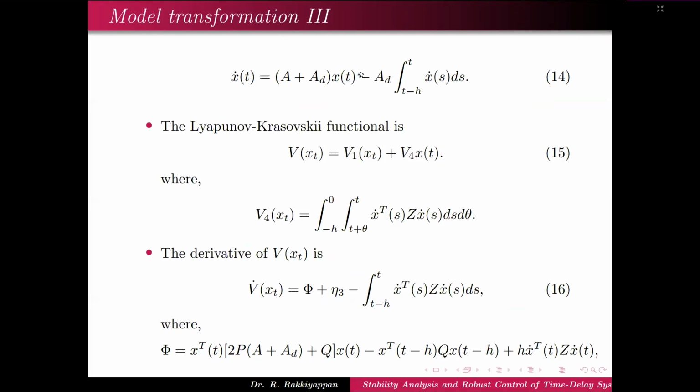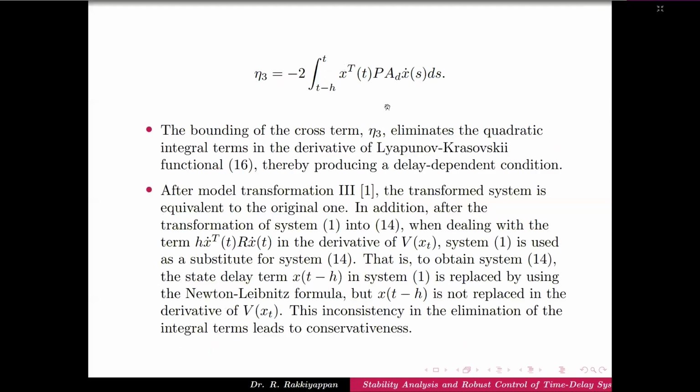The Lyapunov-Krasovskii functional for this equation can be constructed as in equation 15, with the term V4 of x_t equal to the double integral term having the derivative, x dot transpose of s, Z, x dot of s, ds d theta. While using this term, we have some trouble eliminating this integral. So then we can use some interesting inequalities as defined before, and using those inequalities we have to derive this term.